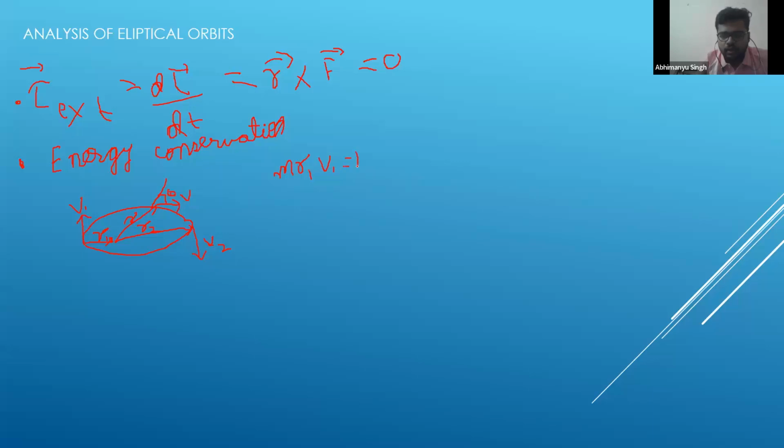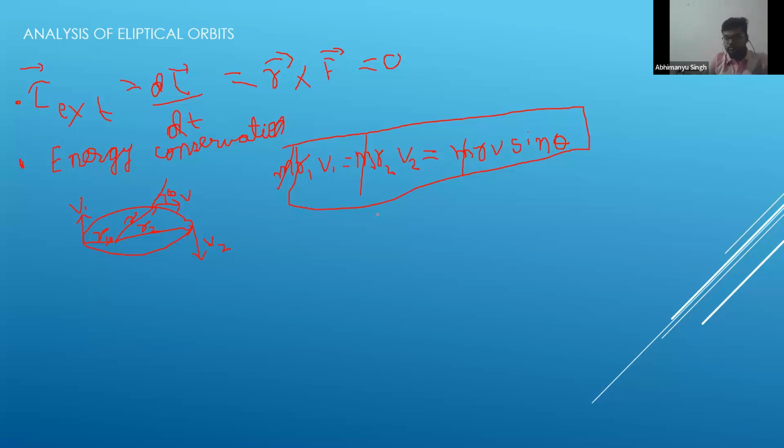m R1 V1 is equal to m R2 V2 is equal to m R V sin theta. So m gets canceled in all three expressions and we get this equation: R1 V1 is equal to R2 V2 is equal to R V sin theta. So this is the first equation.